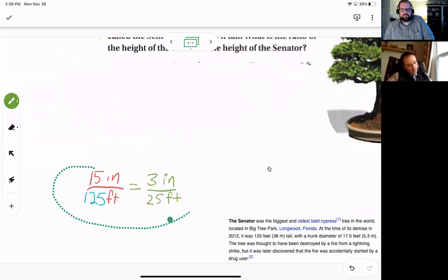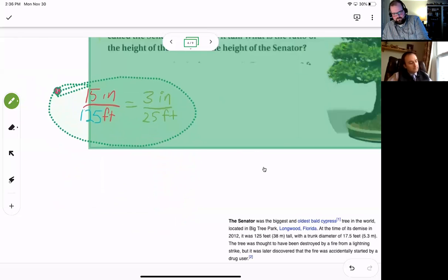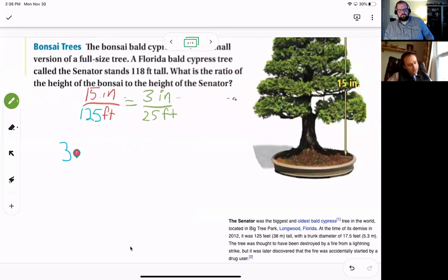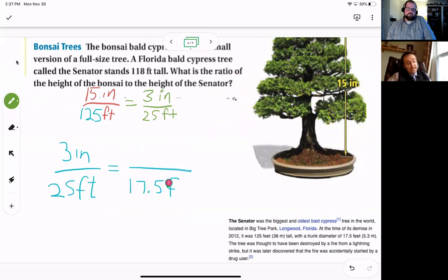We're going to use this piece of information that Mr. Carlson came up with. This piece here, I'm going to move it up here, and bring this back. So the 3/25. And we're going to say, okay, if 3 inches is to 25 feet, then if I want to talk about the diameter, 17.5 feet, I'm going to put the feet on the bottom because I want to keep units in the same place. So we're pretending that this bonsai tree is an exact replica of the senator, but tiny.